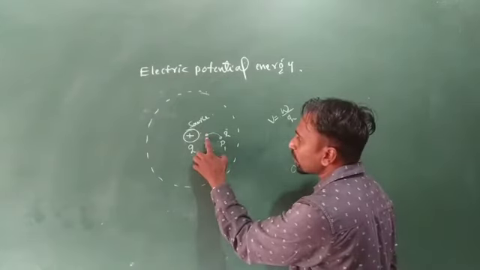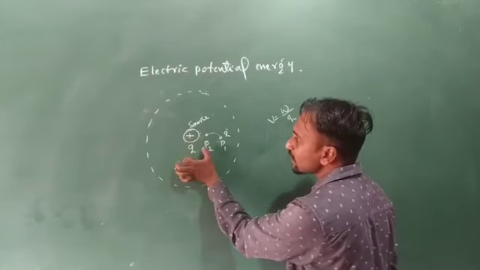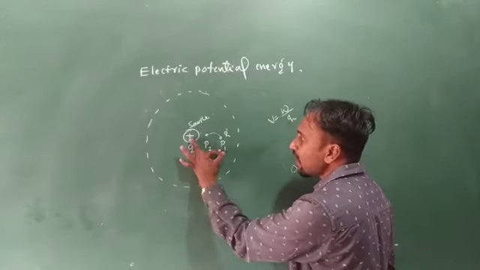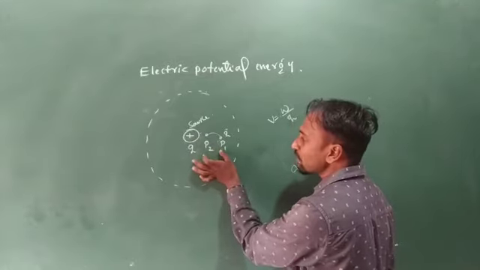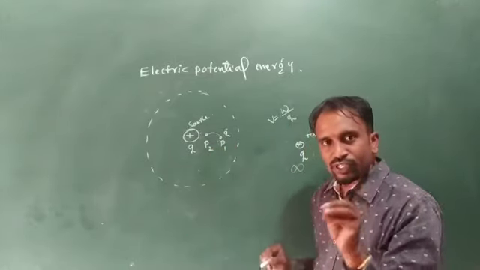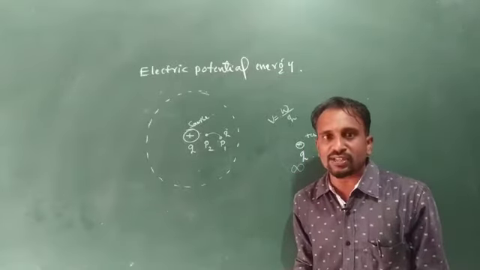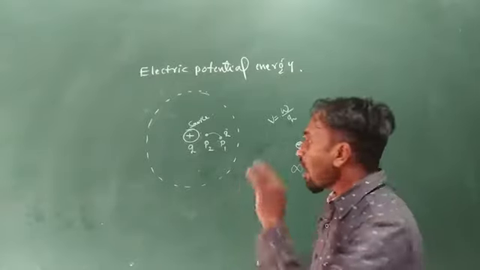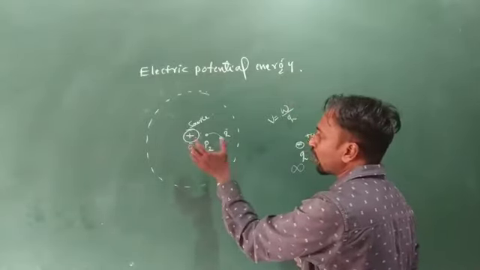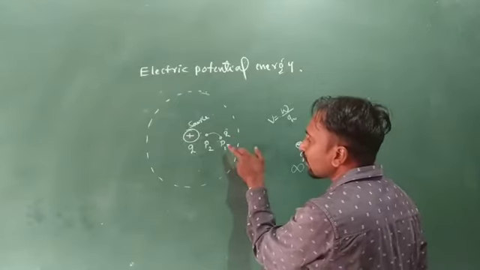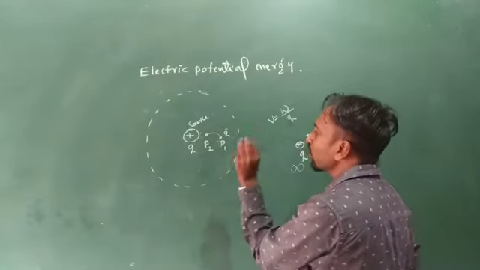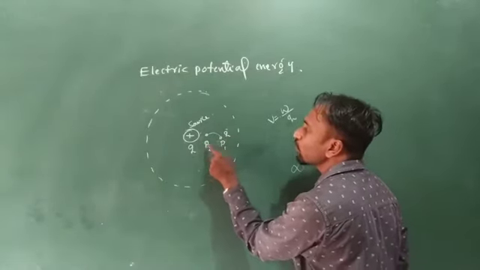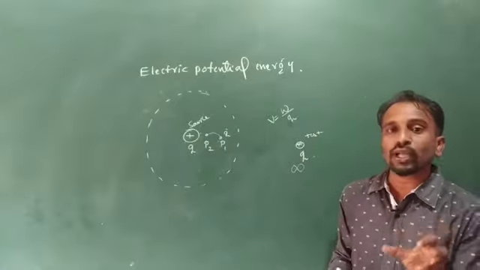Why? Because this point is near to the source charge, so its potential value is maximum, and this point is away from the source charge, so its potential value is minimum. The point near to the source charge represents the maximum electric potential. The two points are in the electric field and the test charge is at point P1. The minimum work required to bring this test charge from P1 to P2 is the potential difference.